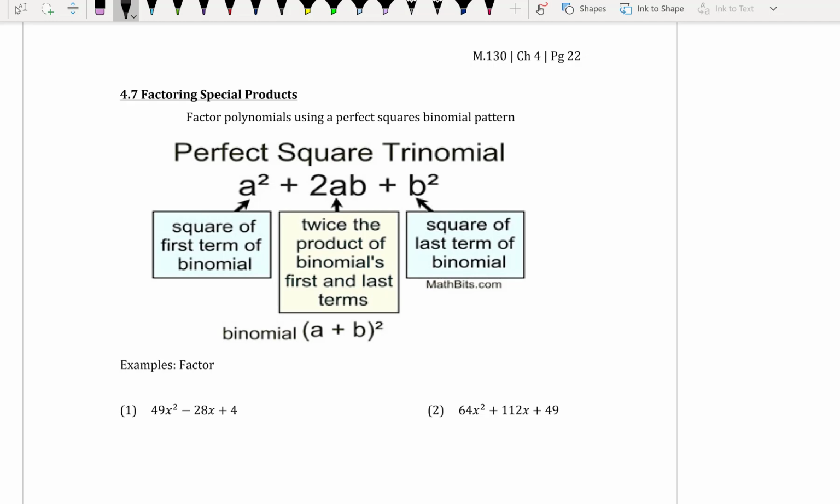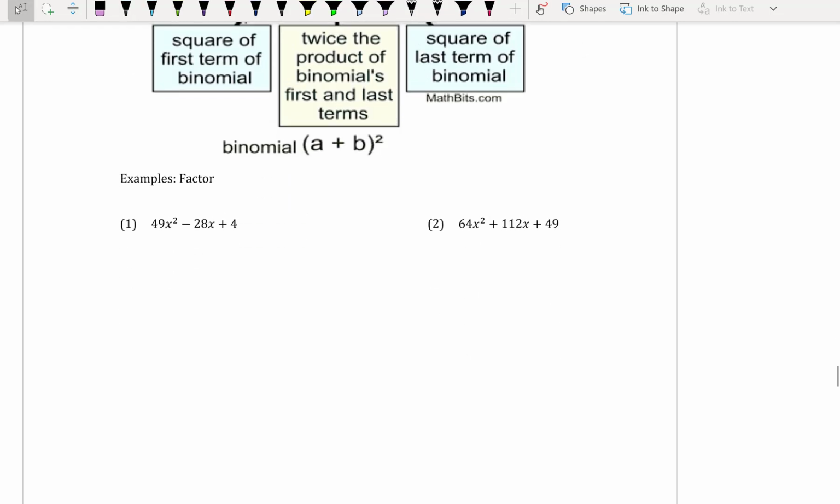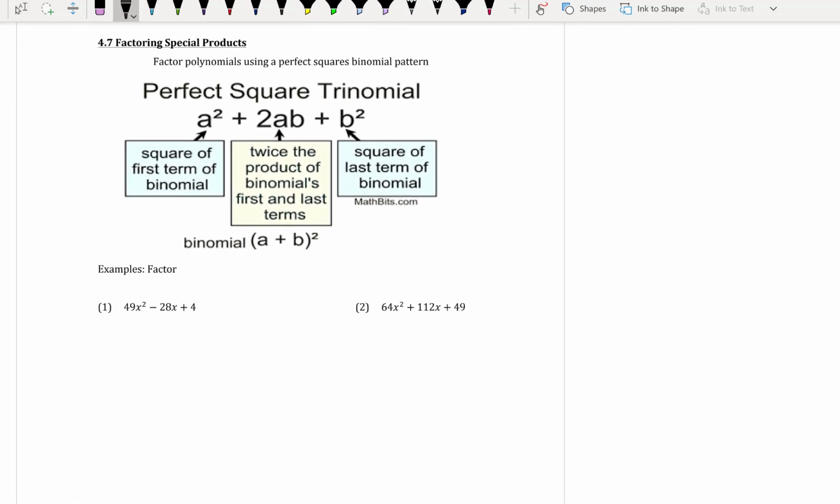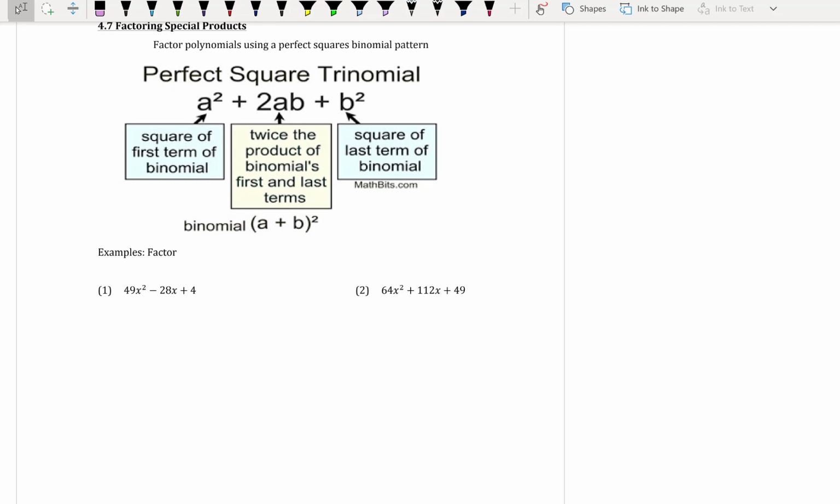So for example, it's going to factor into (a plus b) squared. Looking at number 1, let's see if it fits this pattern. Let's look at 49x squared. We're looking at this first term. Is this a perfect square? Yes, it is. The square root would be 7x, and so we are squaring it.